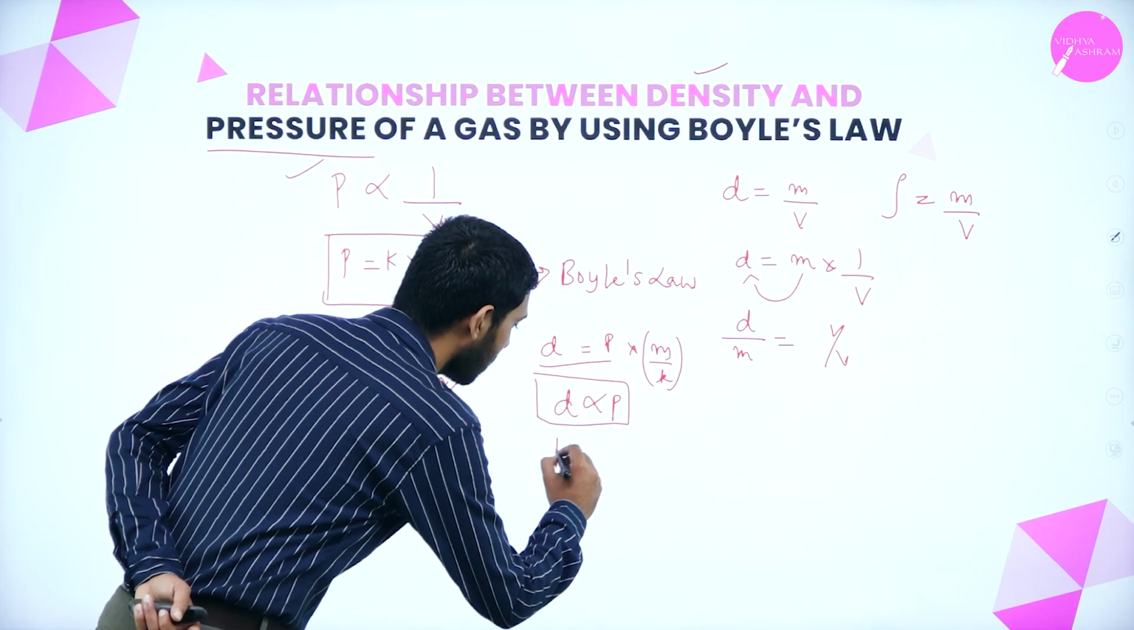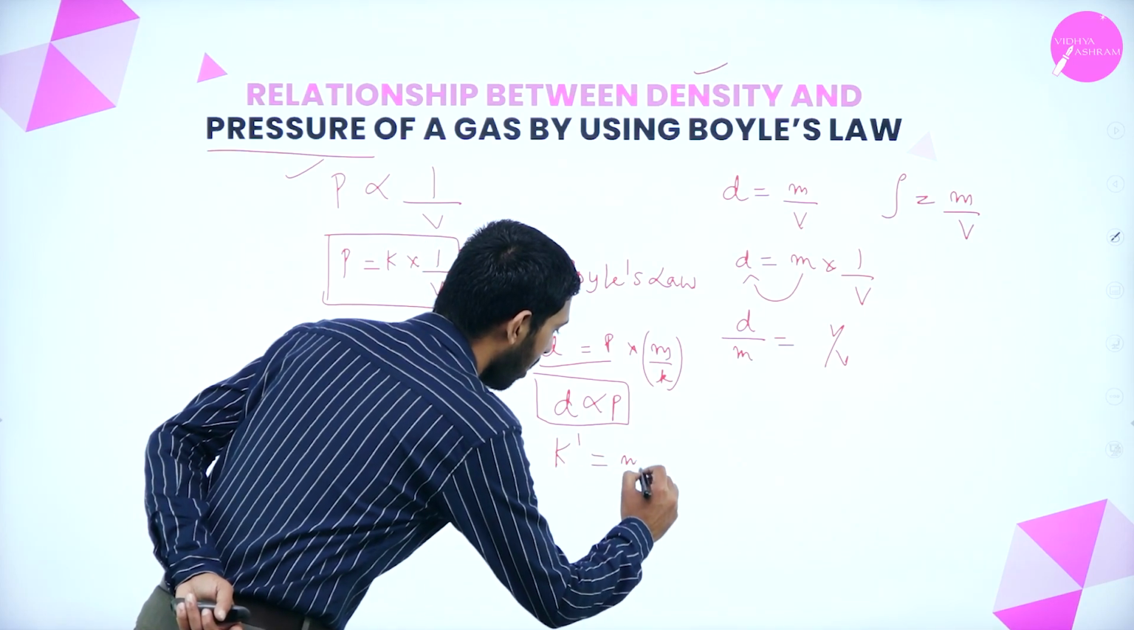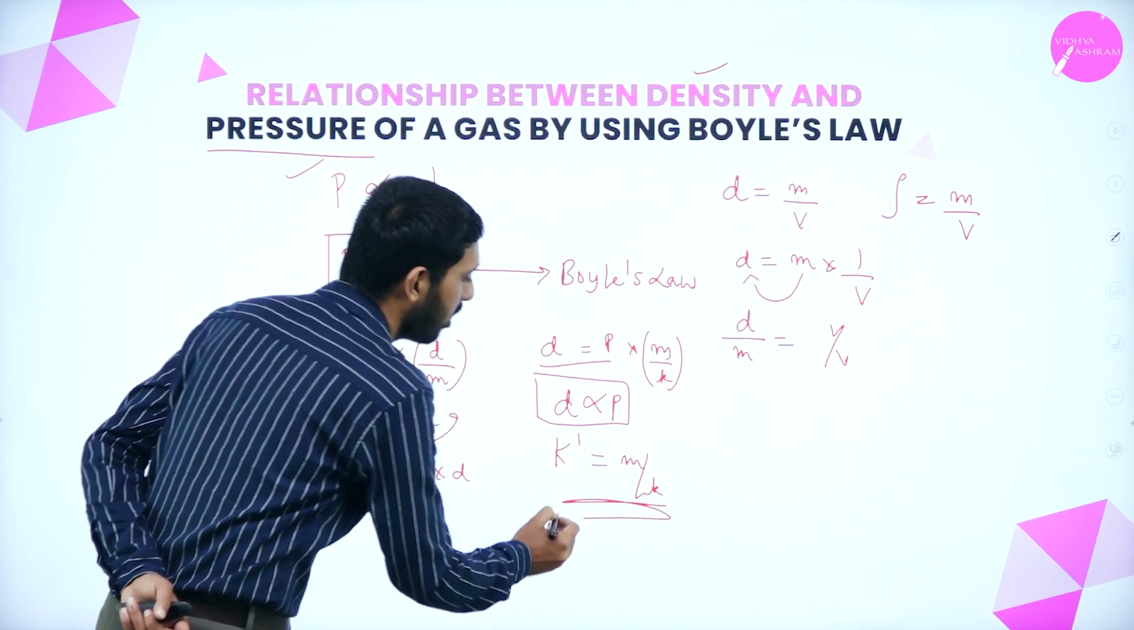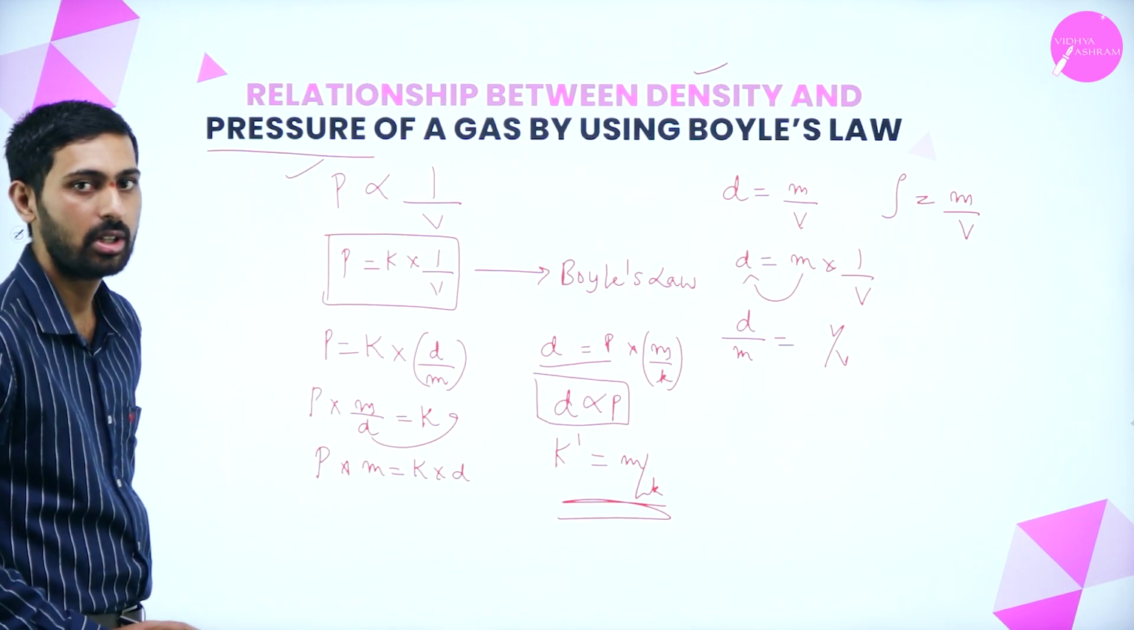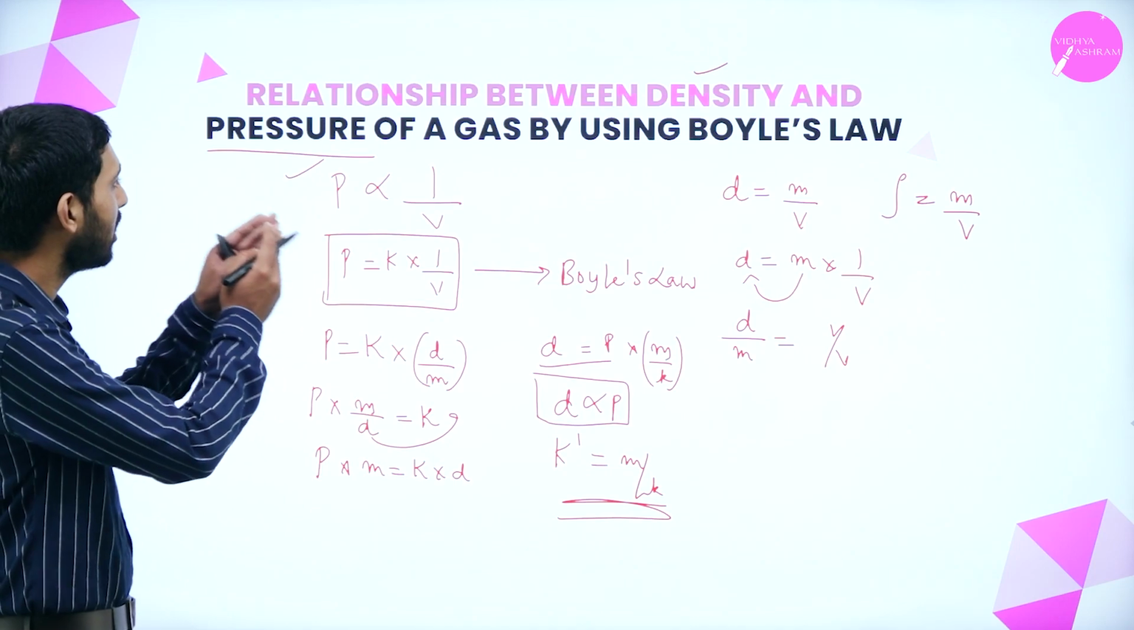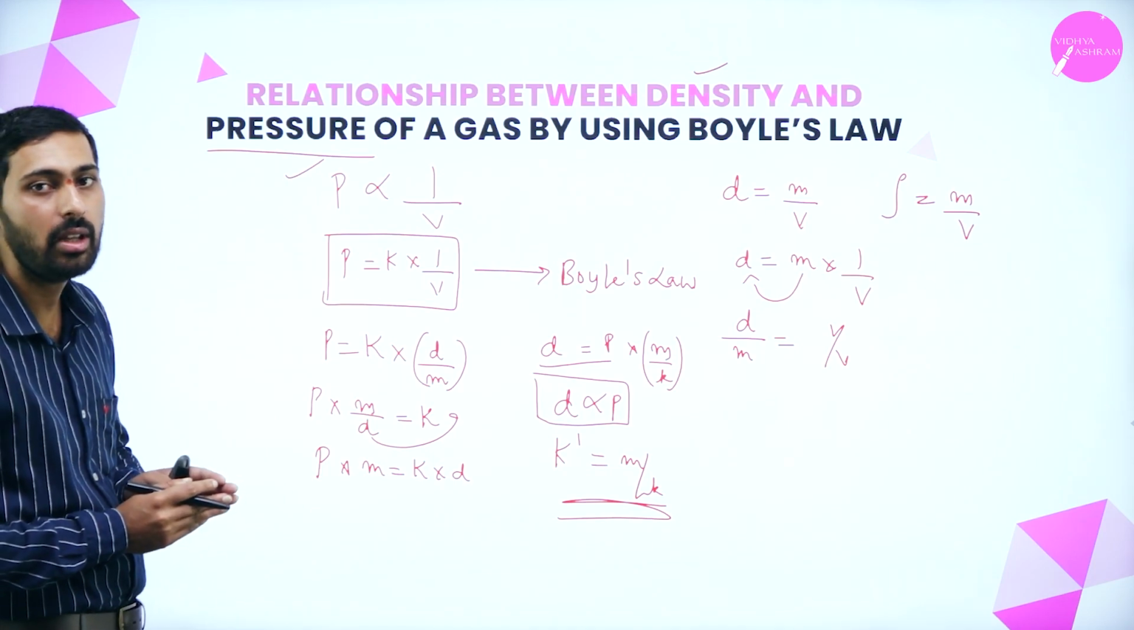Here K dash I can take, okay, K dash is equal to M by K. This is the constant we have to represent, right? So I have written like this. So this is the relationship between density and pressure of the gas by using Boyle's law.